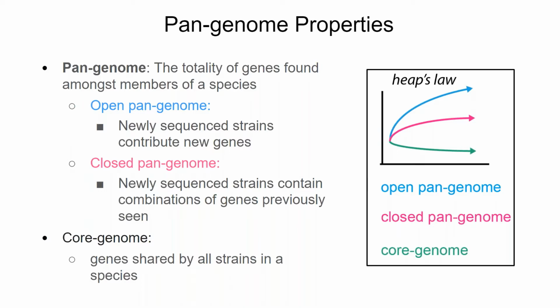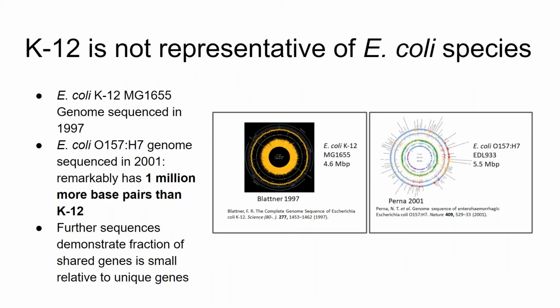In contrast to the pan-genome, there's also something known as the core genome, which is just the number of genes that are shared amongst all strains in a species. And that's represented by the green curve on the bottom there. This concept of a pan-genome is becoming more and more appreciated, but it was really first noticed back when the first strain of E. coli was sequenced, E. coli K-12, which is the common lab strain. It was sequenced in 1997, and when that happened, people thought, hey, we have an E. coli genome, we can go on and sequence other organisms.